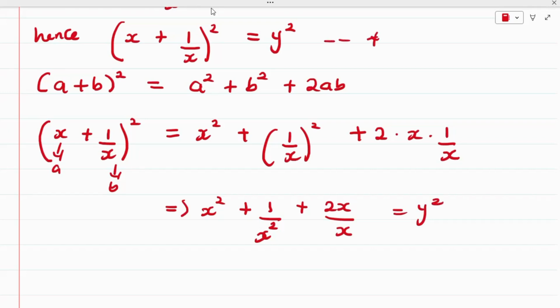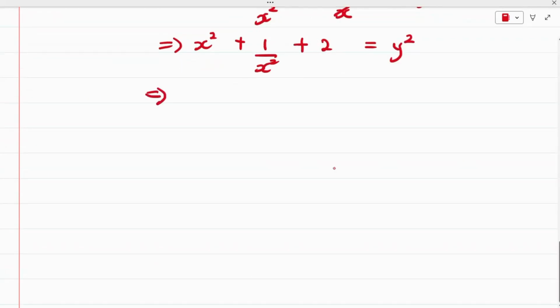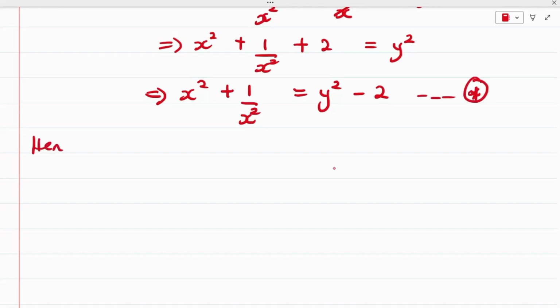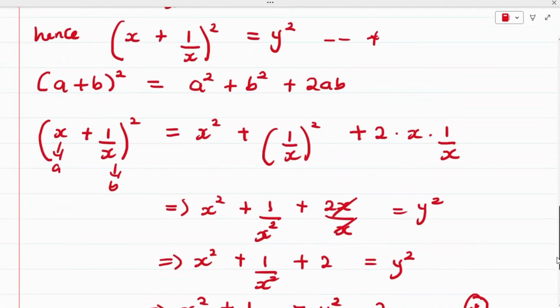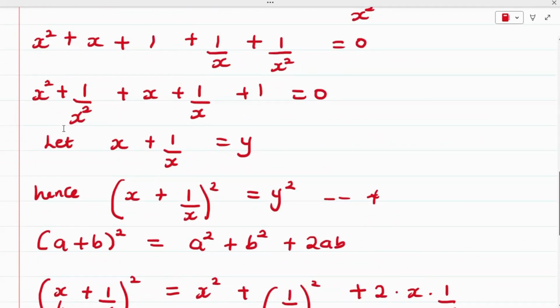Okay, so at this point we have this to be x squared plus 1 over x squared. Now x is going to cancel out x. We have plus 2 is equal to y squared. So rearranging this, we have x squared plus 1 over x squared is equal to y squared minus 2. So we have been able to find x squared plus 1 over x squared, and let's call this equation star.